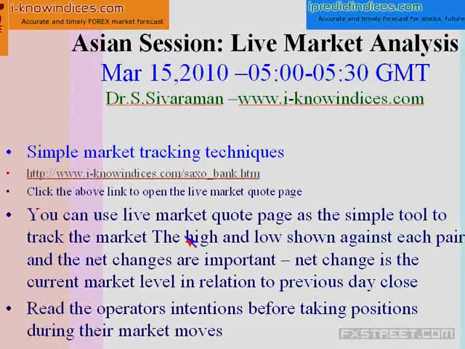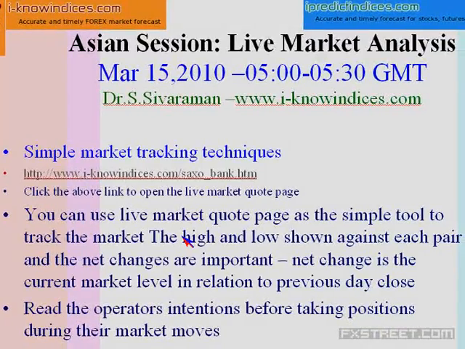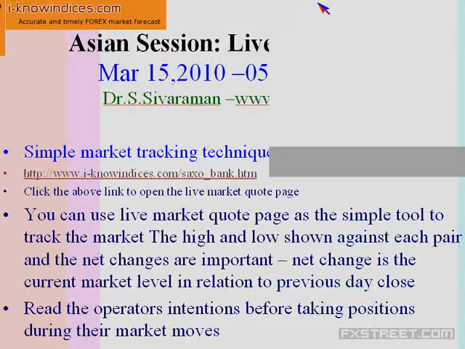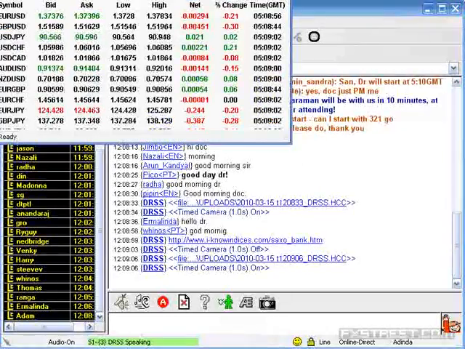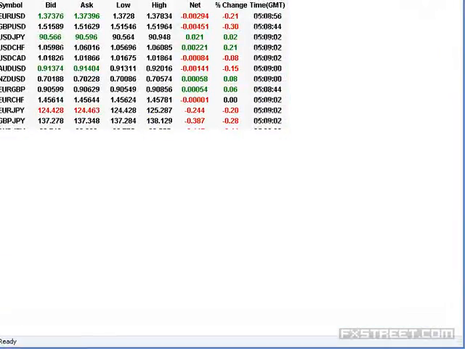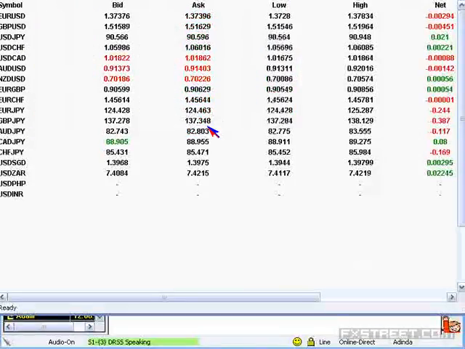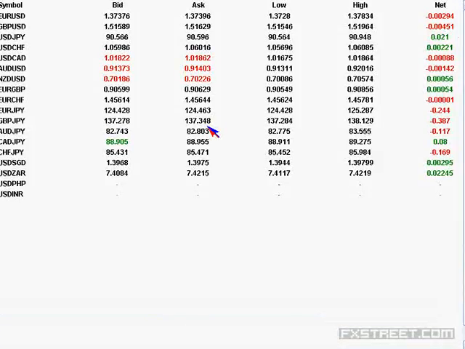So it is a simple market tracking technique using the live market code page. We can view the live market code page using the link. I'll give the link for the same. You can open it in a browser. I'll focus the camera over the live market code page. Let us see where exactly the currencies are.